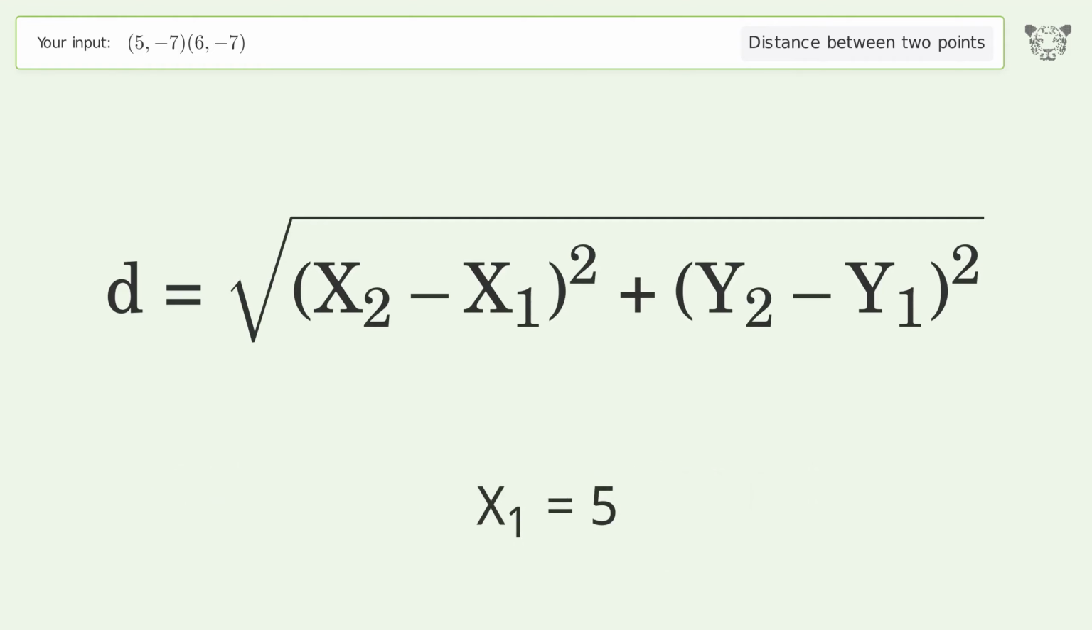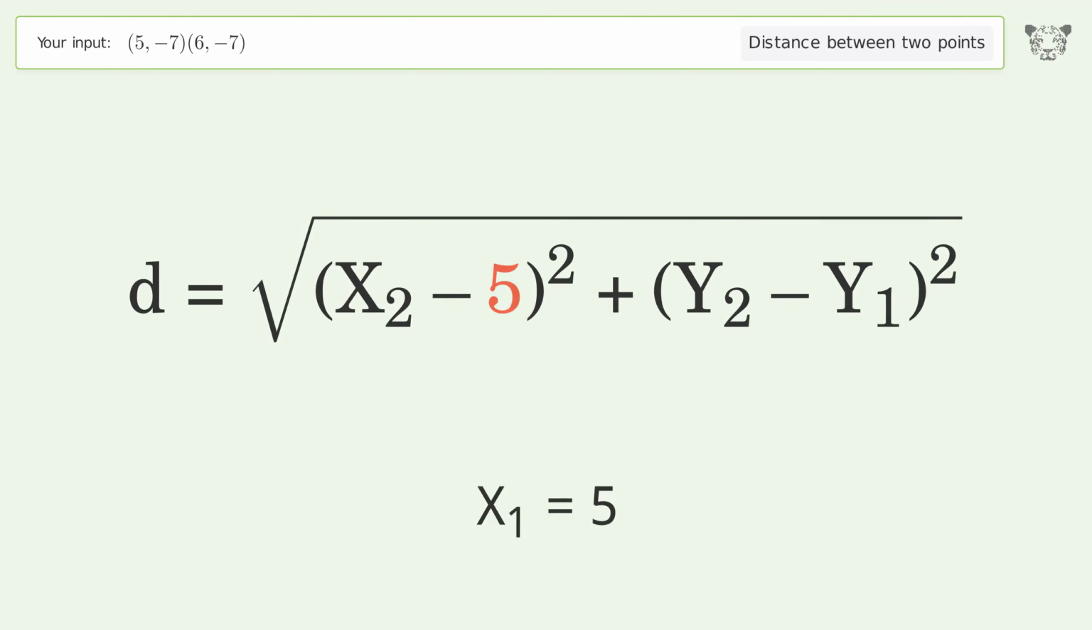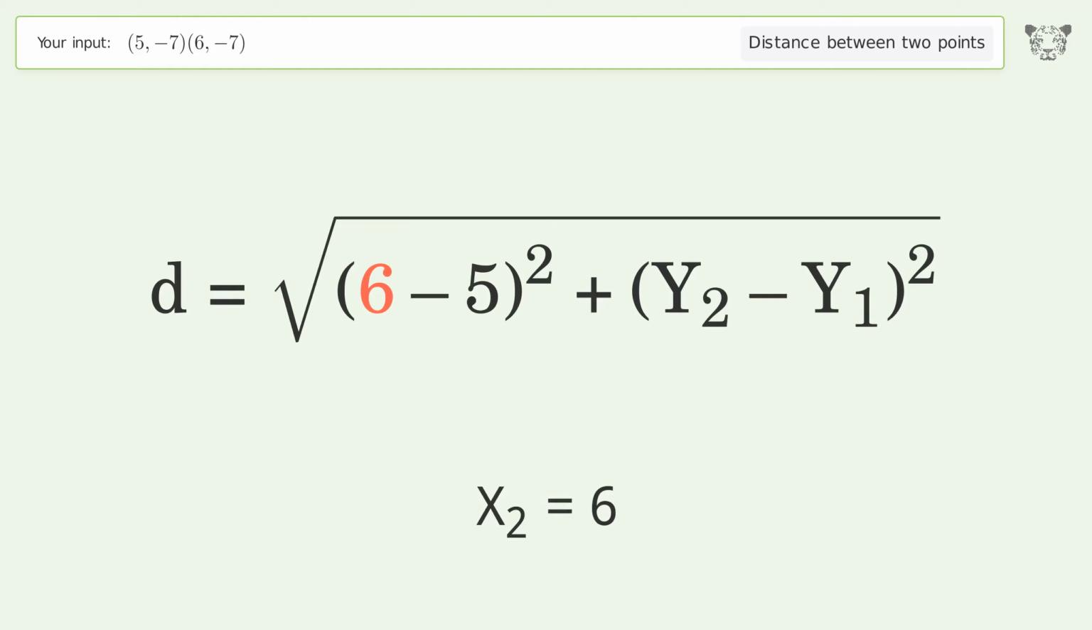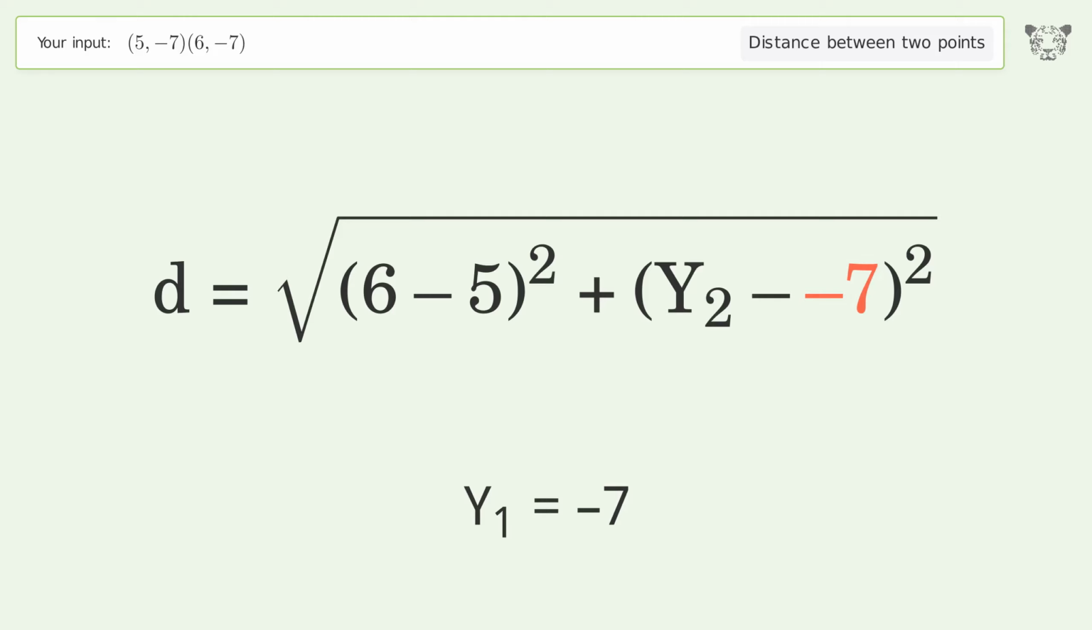x1 equals 5. x2 equals 6. y1 equals -7. y2 equals -7.